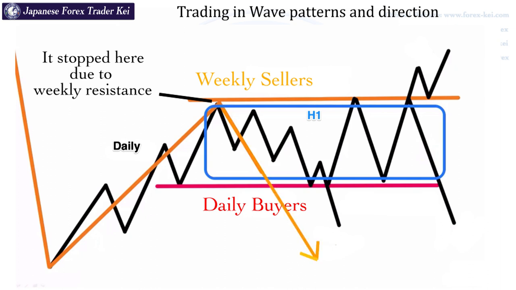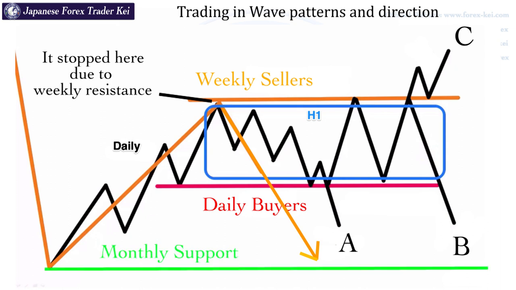So it can be either A, straight down, or B, after the consolidation. And you also know that it's not likely to be C. However, the C pattern can happen when there's an even stronger monthly support here at this lowest level. And if the market touches this support level and has been pushed back up, then it can break the resistance in weekly and become the C pattern as a result.